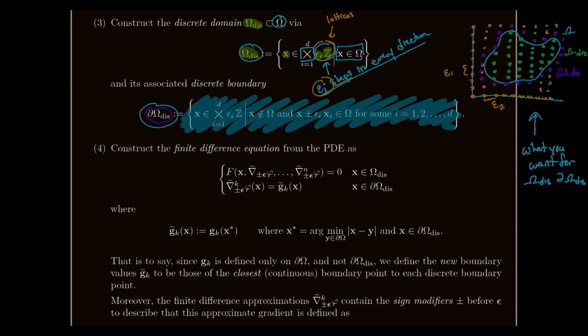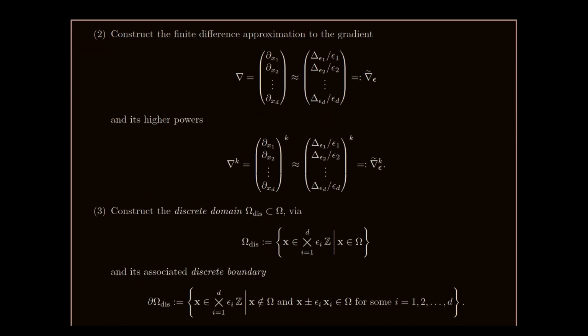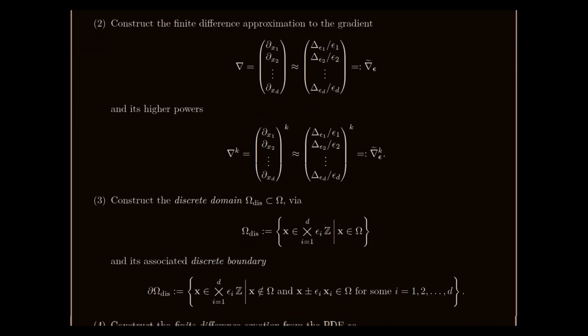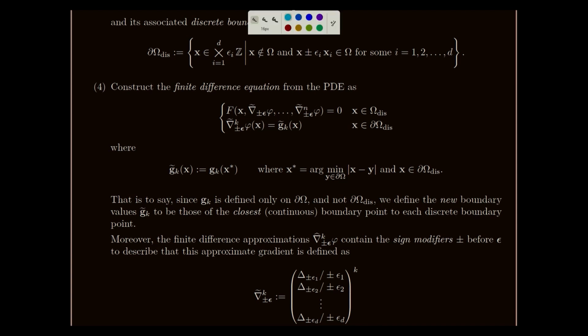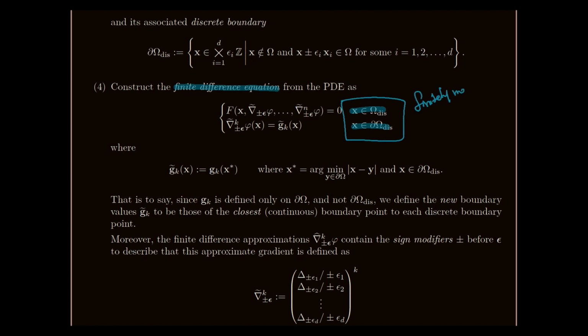Now, this is useful because now we only have finitely many points in our space, and we have a notion of an approximation to the derivative. What we can do is actually construct what's called the finite difference equation, which is only going to be an equation of finitely many points. That x in omega dis and x in partial omega dis, or the discrete domain and the discrete boundary, this is finitely many points. Finitely many. That's great. That makes this a system. This is just a system of equations.